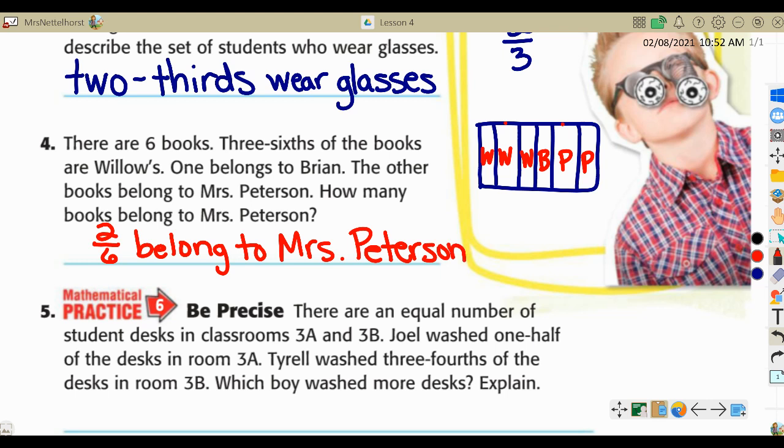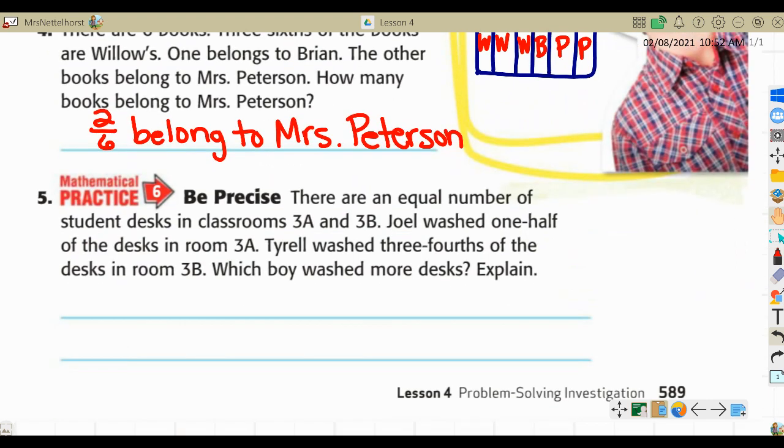Okay, let's look at the very last one. Be precise. There are an equal number of student desks in classrooms 3A and 3B. Joel washed 1/2 of the desks in room 3A. Tyrell washed 3/4 of the desks in room 3B. Which boy washed more desks? Explain. Okay, so it does not tell us how many desks are in each room, okay? But we do know the fraction of the desks.